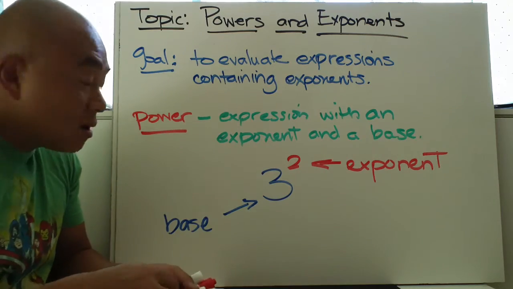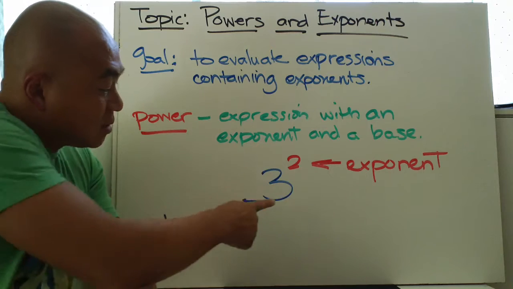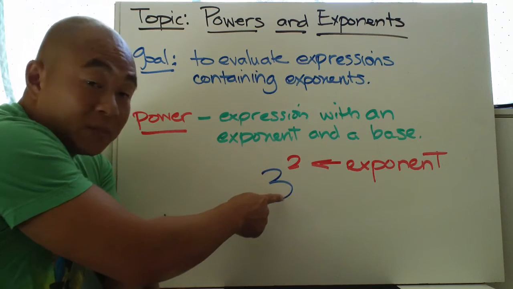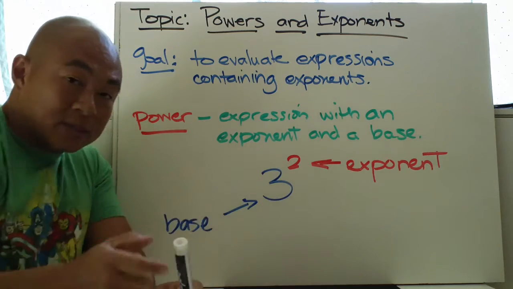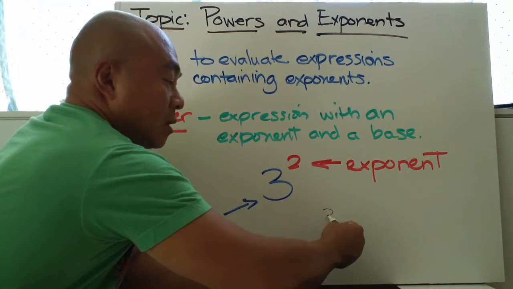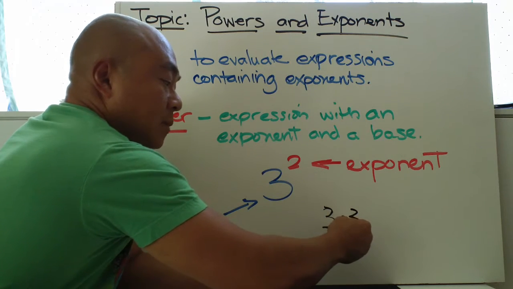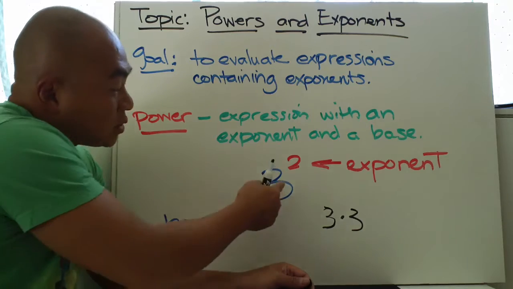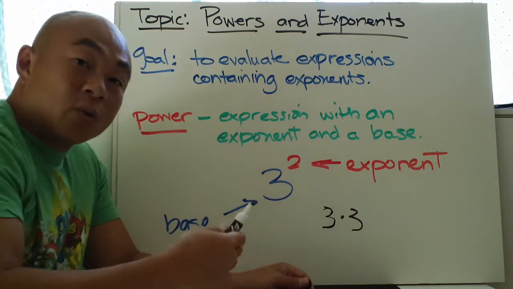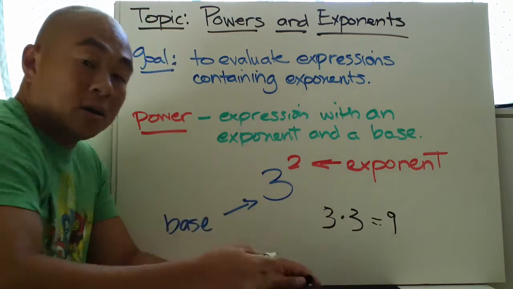Now, when you see 3 to the power of 2, that basically means 3, which is the base, is going to be a factor 2 times. So you're going to see this written as 3 times 3. If you see 3 to the third power, it would be 3 times 3 times 3. And again, you are multiplying, so 3 times 3 gives you 9.